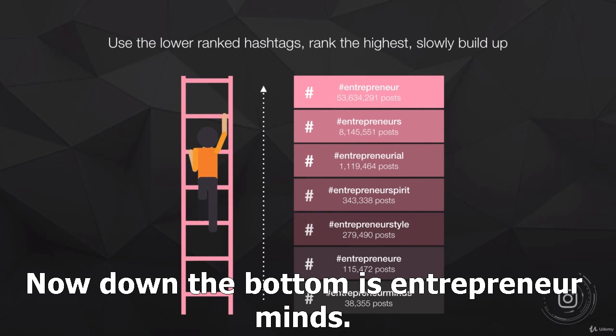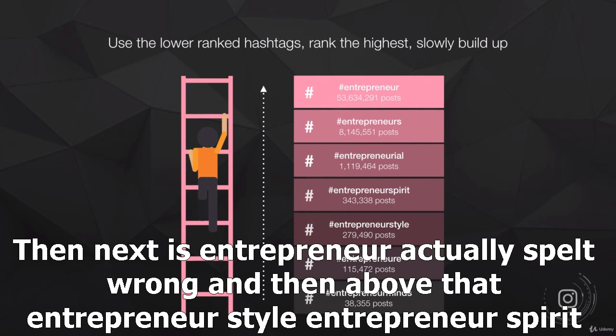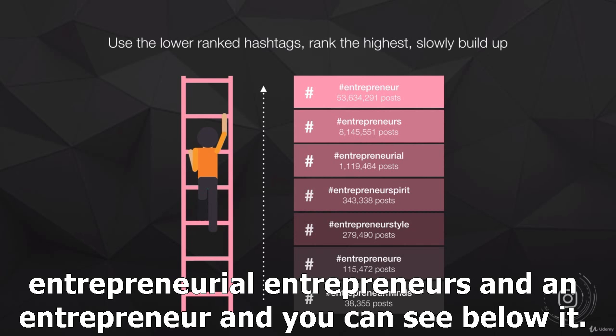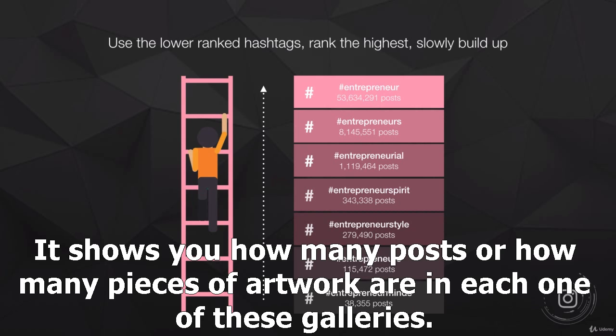Now down the bottom is Entrepreneur Minds. Then next is Entrepreneur, actually spelled wrong. And then above that, Entrepreneur Style, Entrepreneur Spirit, Entrepreneurial, Entrepreneurs, and then Entrepreneur. And you can see below it, it shows you how many posts or how many pieces of artwork are in each one of these galleries.